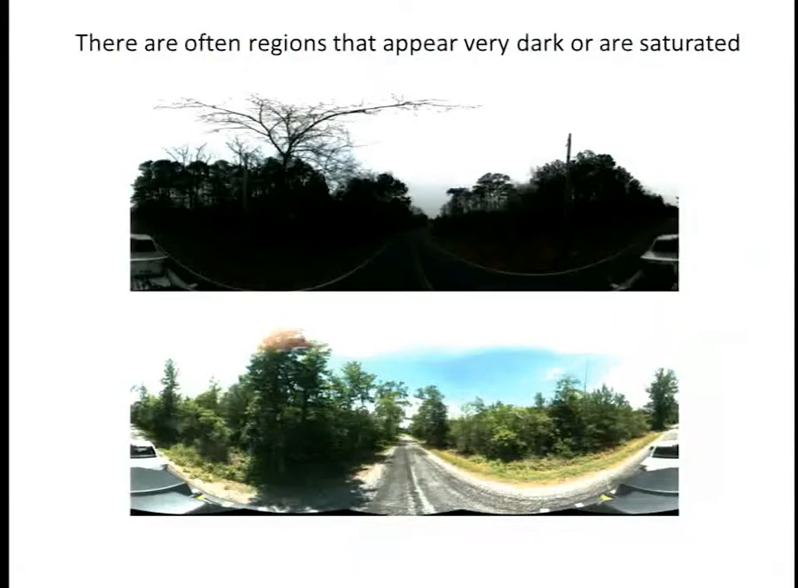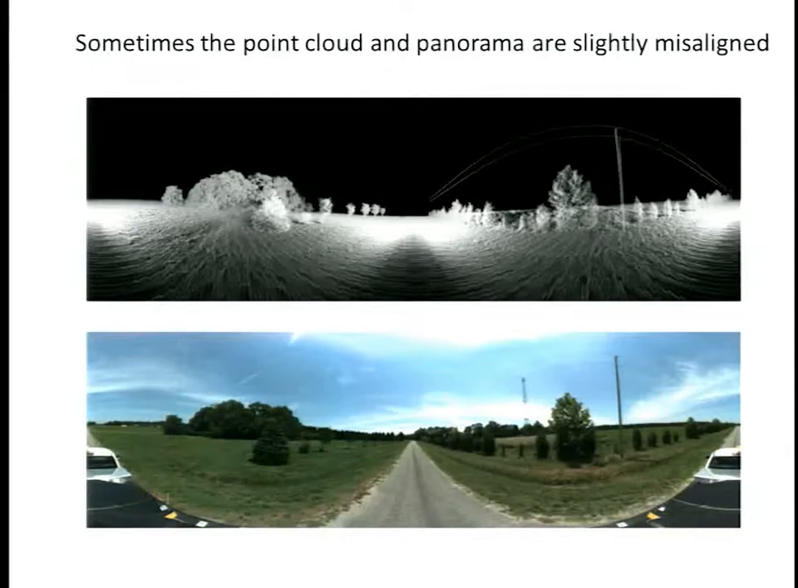One of the problems that you face in outdoor environments is that often regions appear very dark or are saturated by the sun. This means that in those regions the information is essentially destroyed, so you can't accurately predict which label that region should have. Another problem that often occurs in real-world systems is that the point cloud and the panoramic image become slightly misaligned with each other. This is because of a time-varying pose-estimation error of the surveying platform. The kind of objects that are most affected by this are thin, narrow objects like wires and poles.